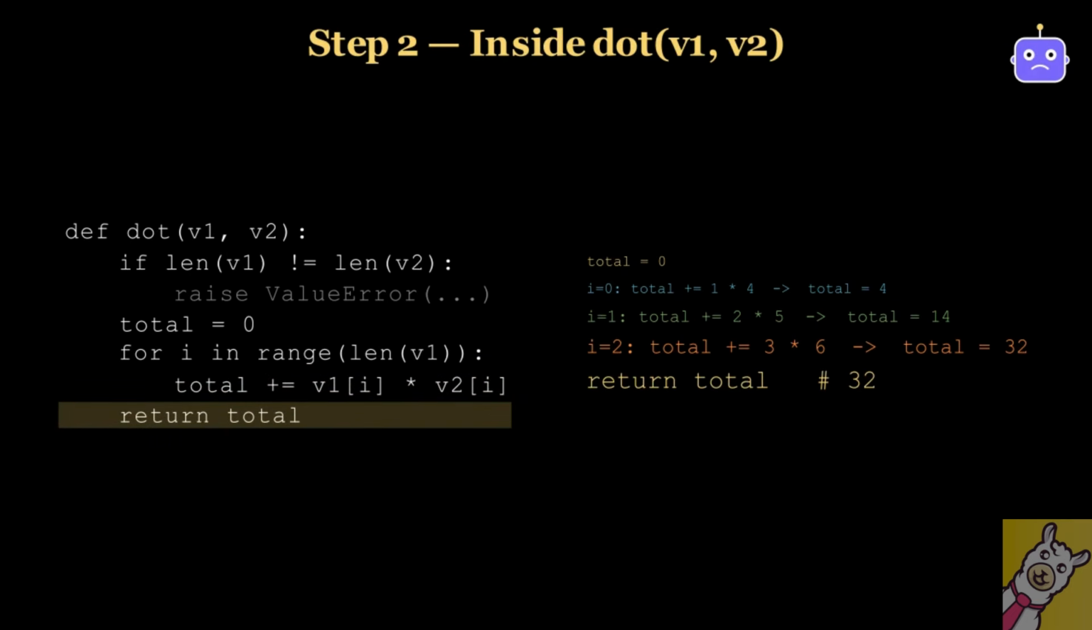We add these values together. 4 plus 10 plus 18 gives us 32. So the dot product of A and B is 32. In simple terms, the dot product multiplies matching components and then adds all those products together.